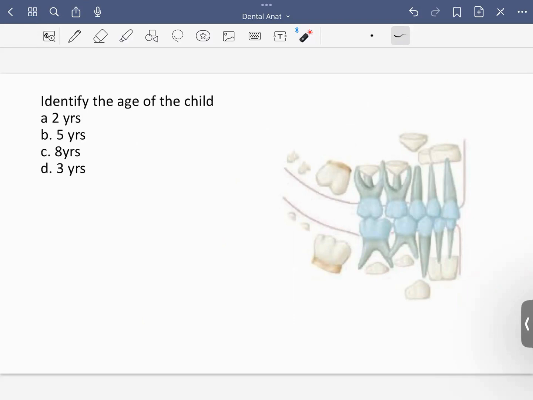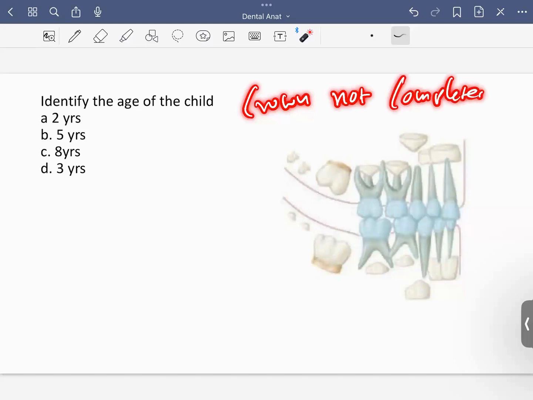This, what is the age group? 5 years. 3 years. Why 5 years? I had told you this, all the teeth are in eruption, and we have to see the central 4 incisors. Central 4 incisor crowns are not completed. Crown not completed of central incisor. What will it be? 3 years.